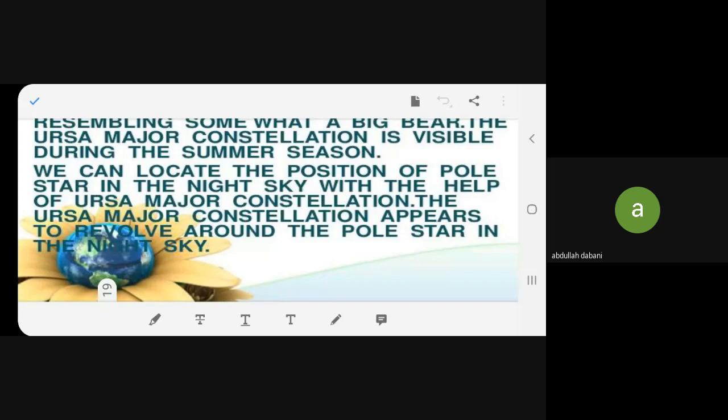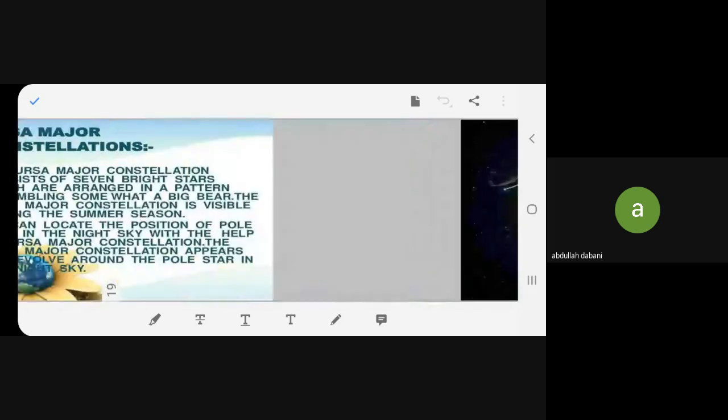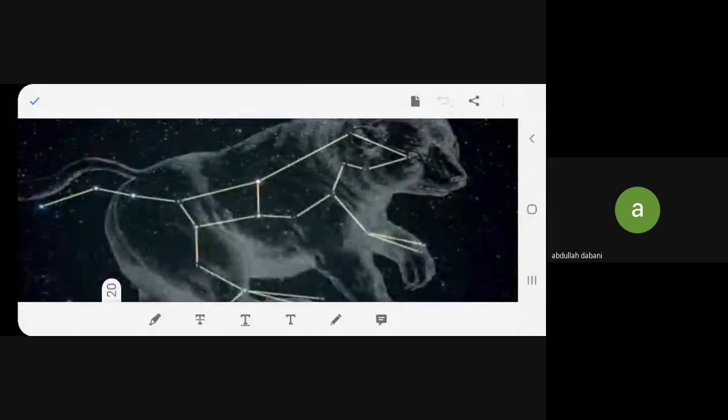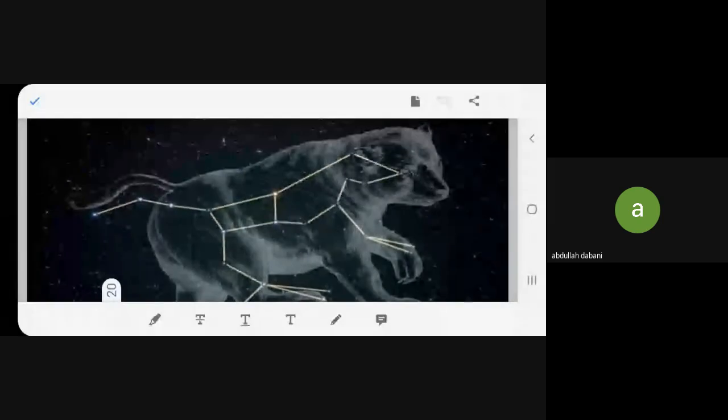Okay, I will show you how it looks. See, this is a bear, isn't it? This is Saptarishi.